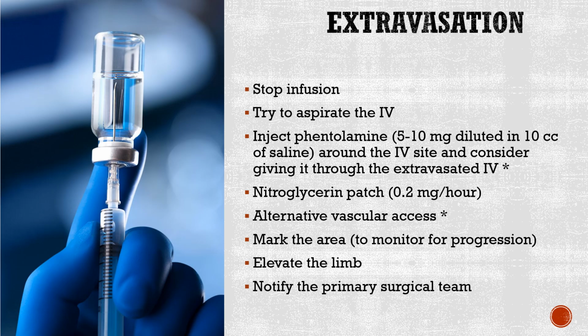So unfortunately, our patient experienced an extravasation injury. In a case like that, first you stop the infusion, you try and aspirate the IV with the hope that you'll be able to get some of this medicine out of the system. You inject phentolamine, which is an alpha-1 antagonist, around the IV site, even consider giving it through the extravasated IV. Typically, you dilute 5 to 10 milligrams in 10 cc's of saline. You can consider a nitroglycerin patch. You need to think about an alternative IV access for this patient. Mark the area of swelling to monitor for progression. Consider elevating the limb and notify the primary surgical team.